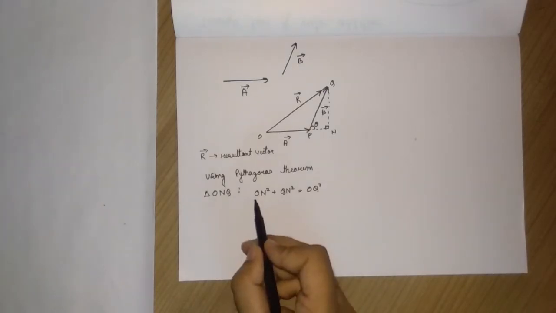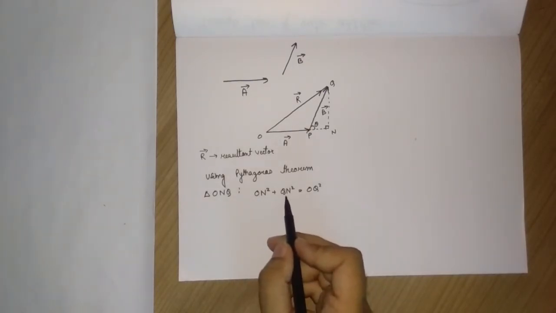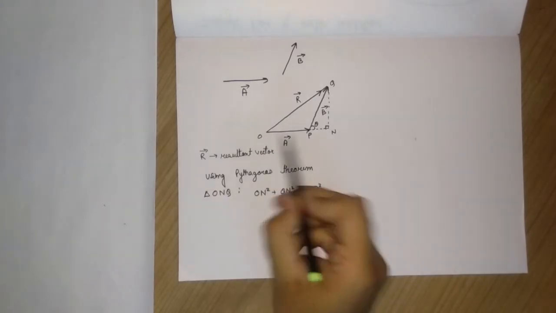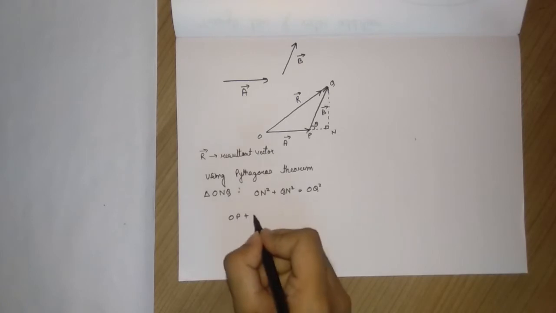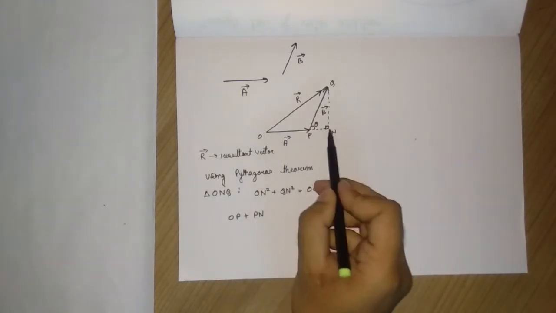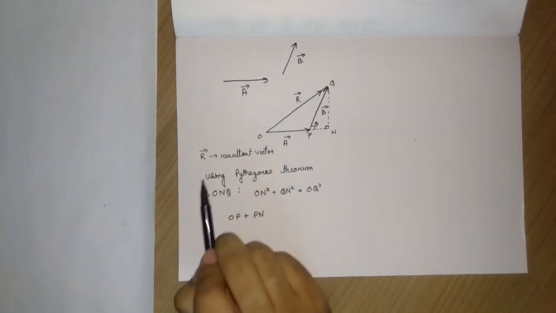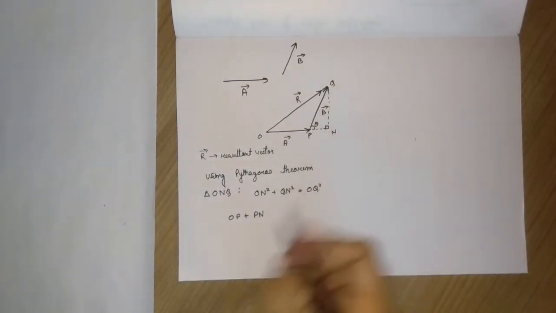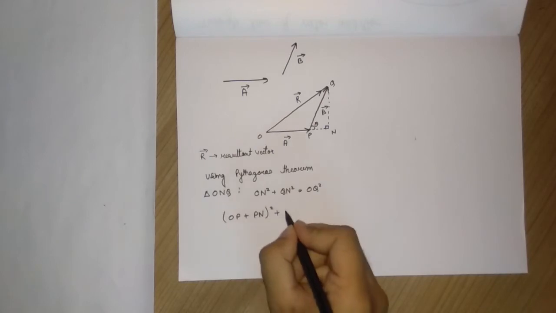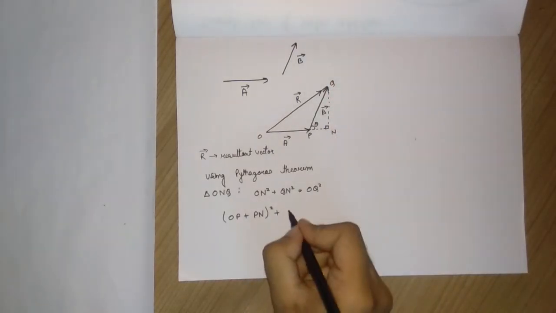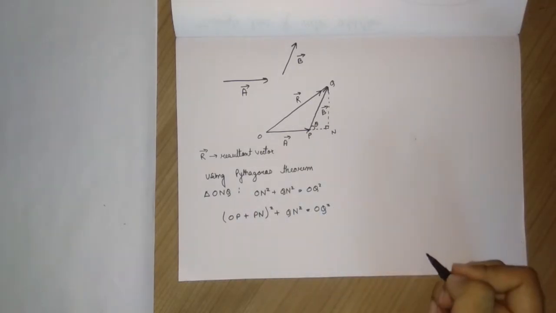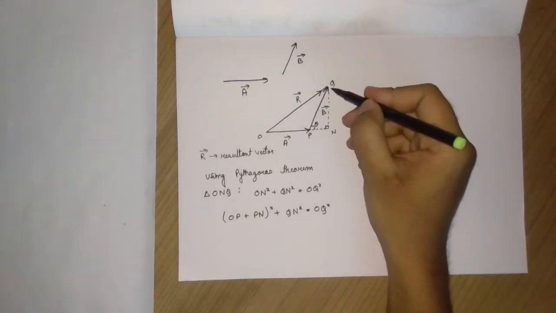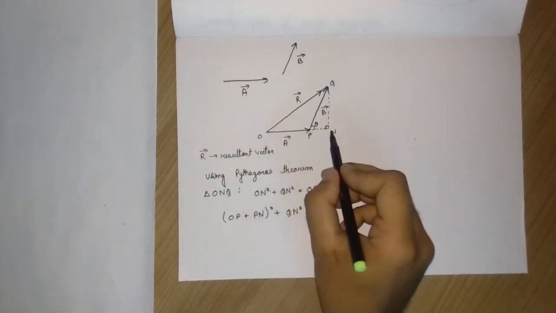Now the thing is that we don't know ON, we don't know OQ, we don't know QN. What is ON? ON is OP plus PN. See, this is ON, and ON is the addition of OP and PN. So (OP plus PN) whole square plus QN square equals OQ square. Now see, this is QN, this is OP, this is PN, this is OQ.